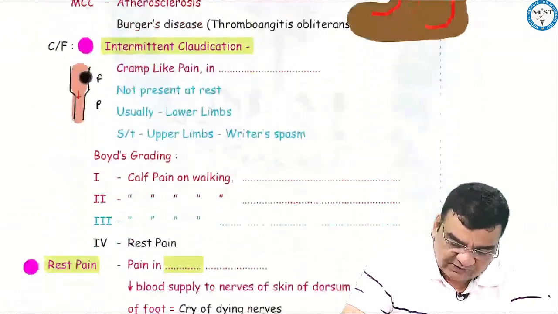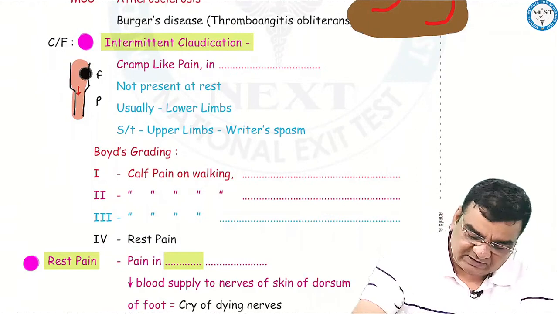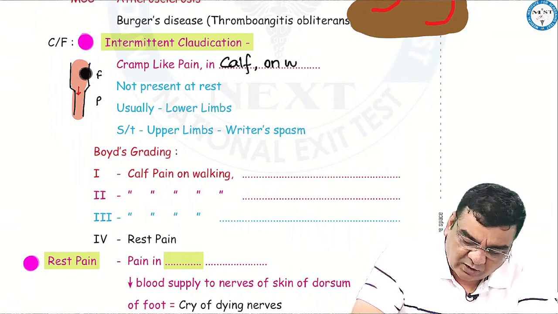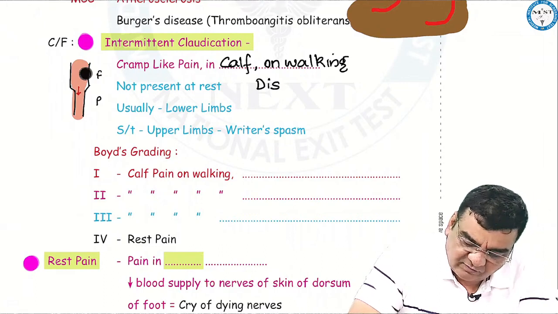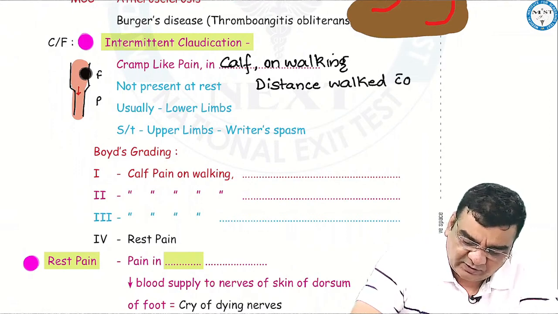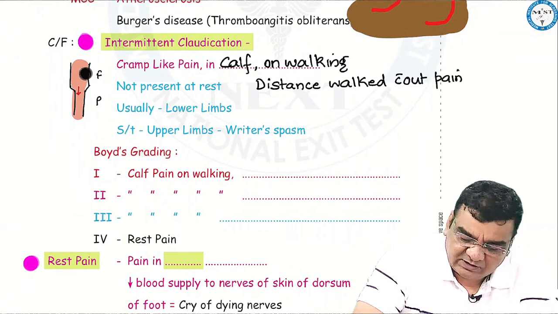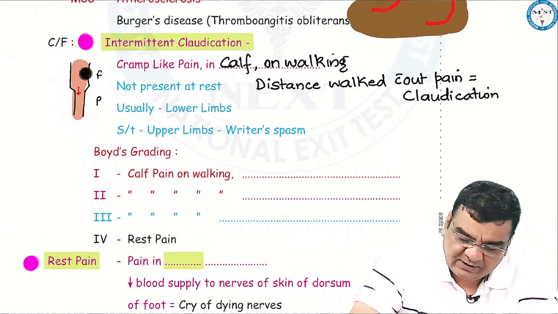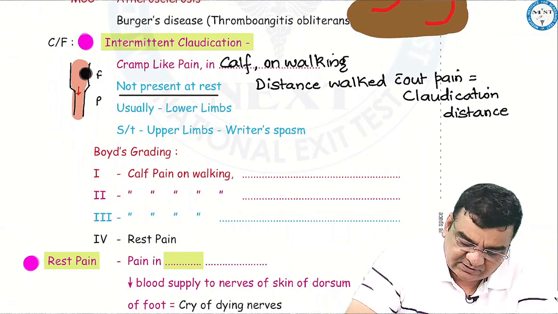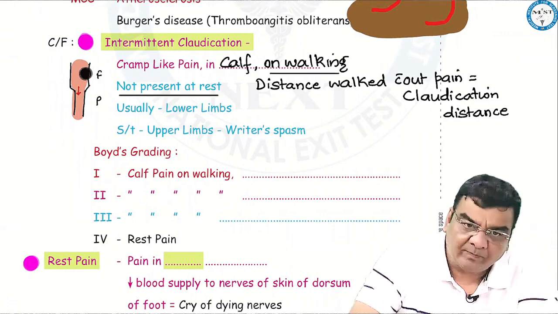Now, what is intermittent claudication, beta? This is a cramp-like pain which is felt in the calf on walking. Distance walked without pain is called the claudication distance. What do we call it? Claudication distance. Keep in mind, this is not present at rest. This is only on walking.